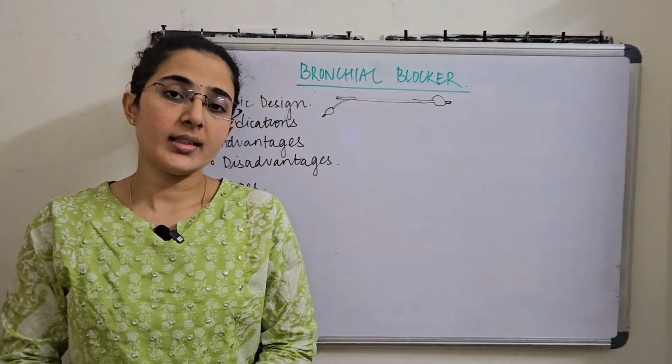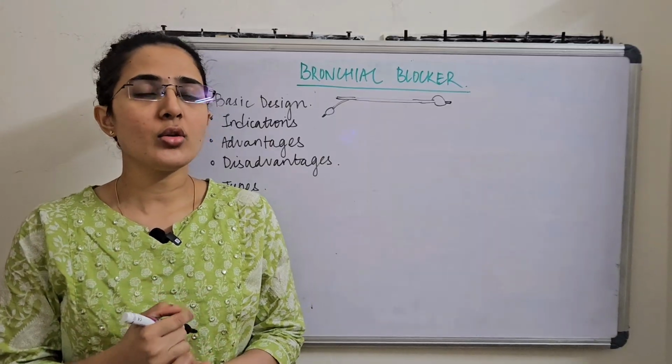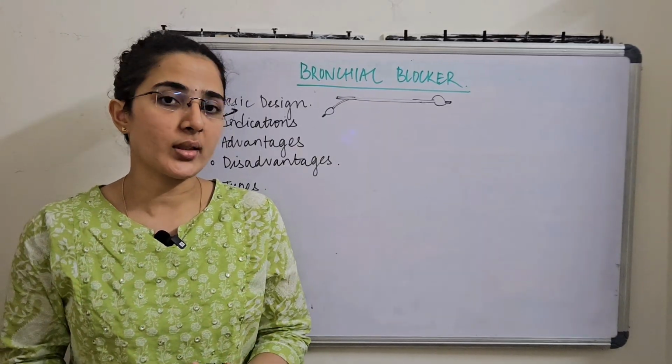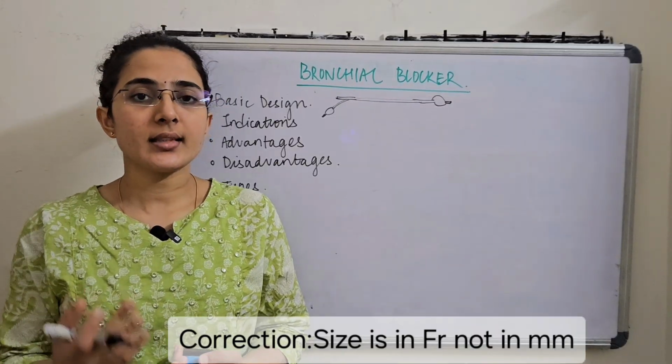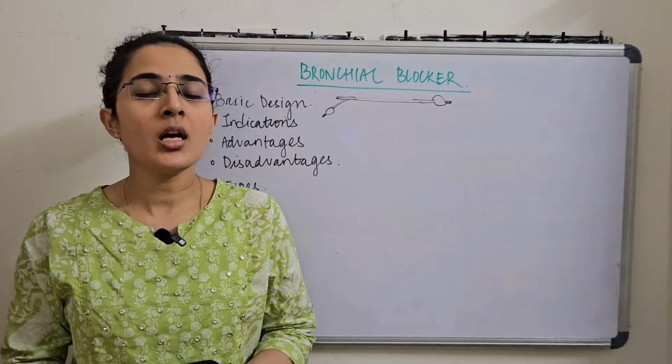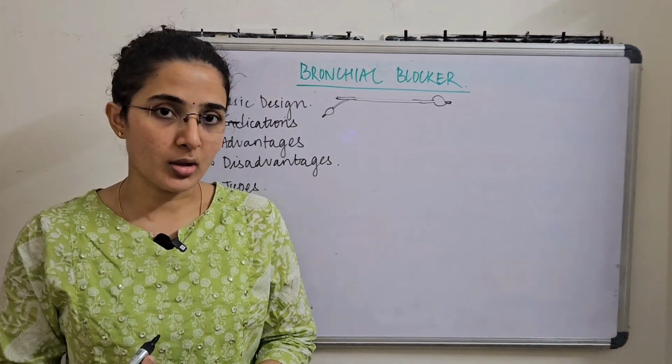Next, coming to the advantages of a bronchial blocker. Advantage number one is that you don't have to determine the size of the bronchial blocker. For an adult, the most common sizes available are 7, 8 or 9 mm, and most of the time the size doesn't matter much while inserting a bronchial blocker.